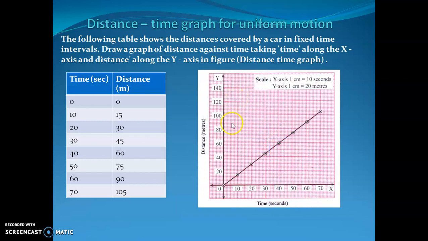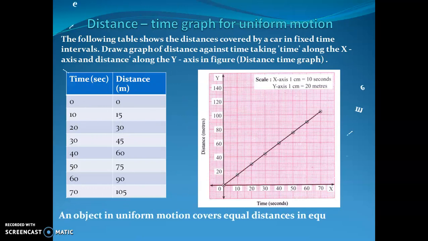Now, if you see the graph where time is along the x-axis and distance is along the y-axis, you can see that it is a straight line graph. Now children, you can draw a straight line graph to indicate how the graph looks. So, if you look at the table, the time is 10, 20, 30 and the distance is 15, 30, 45. That means the distance is changing uniformly along with the time. So, we see a straight line graph.